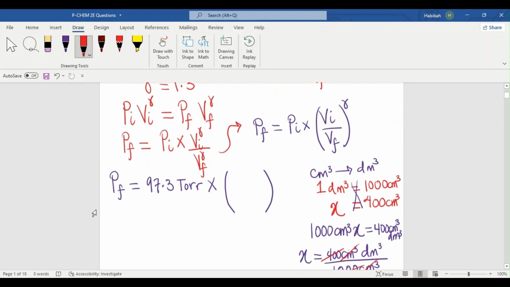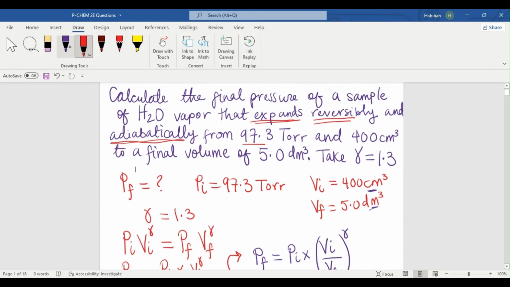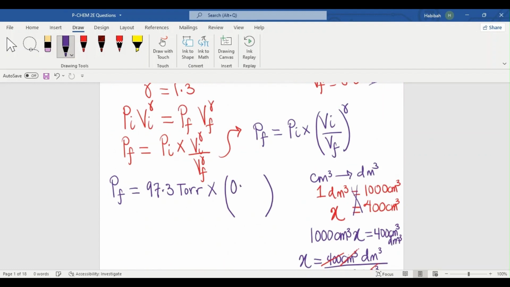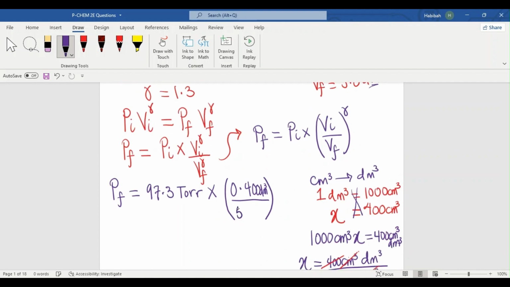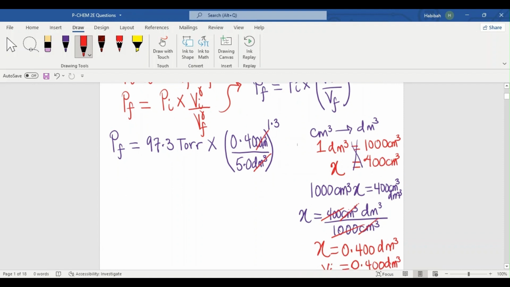So now that I have that calculation done on the left, I just have to substitute it in here. So that's going to be 0.400 decimeter cubed divided by the V final, which is also in decimeter cube, which is just 5.0 decimeter cubed, and of course, all of that information is raised to the power of 1.3. Well, the great thing about same units is that they both will cancel out. So decimeter cube cancels decimeter cubed. So what you end up with is just P final is going to equal 97.3 torr times 0.400 divided by 5.0 raised to the power of 1.3.